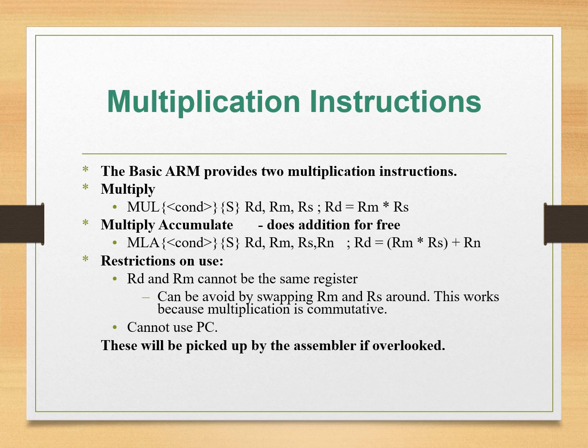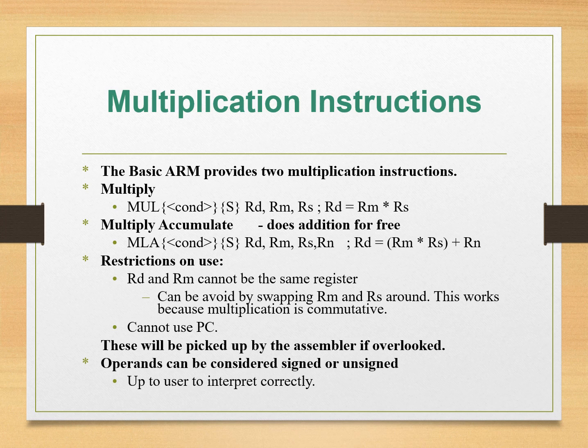Okay, this will be picked up by the assembler if overlooked. The assembler will notify you if you use the PC as a register inside the multiplication; you cannot use the PC there. The operand can be considered signed or unsigned. It's up to the user to interpret it correctly. It can be used as signed or unsigned.